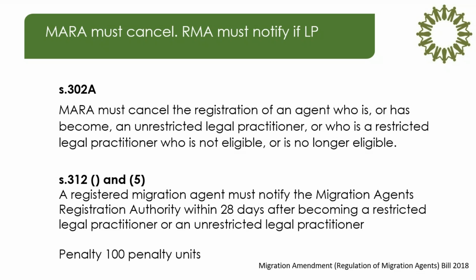A migration agent must notify MARA in writing within 28 days after they become a restricted or unrestricted legal practitioner. This is to determine if they're an eligible restricted legal practitioner, or if they're not eligible, whether their registration must be cancelled under 302A. The penalty is 100 penalty points, which is consistent with current provisions where a migration agent has to notify MARA within 14 days after other issues might arise for them, such as changes in employment or bankruptcy or conviction.